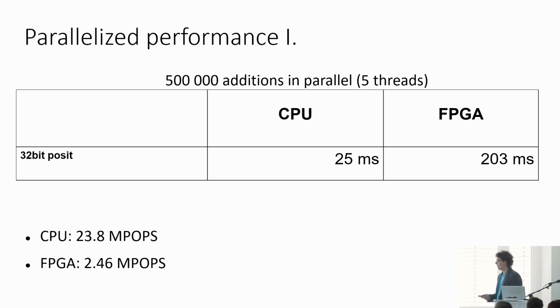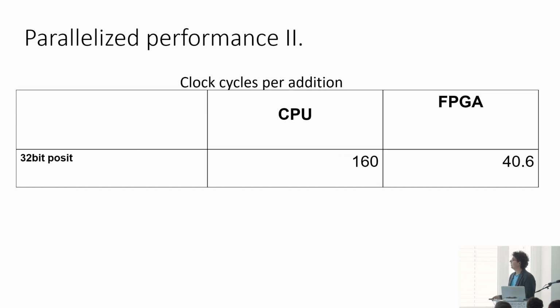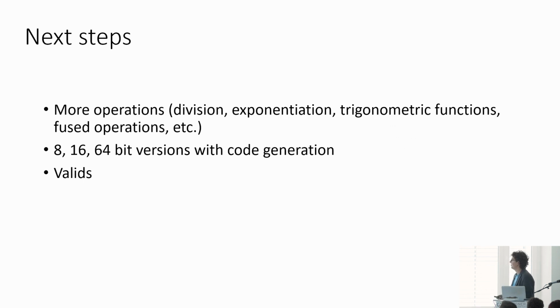And you can see the speed of the FPGA got exactly 5 times faster. So now we have almost 2.5 million posit operations per second. And if we compare the power efficiency of these devices now, you can see that both devices got more efficient, the FPGA got exactly 5 times more efficient. So it is now 4 times more efficient than the CPU with parallelization.